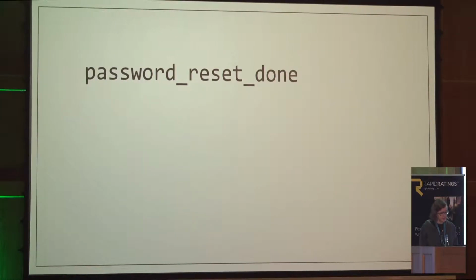The password reset done view happens after the user submits the password reset request. Here they will be given instructions on how they need to check their email and click the link and all that sort of stuff. The password reset confirm view will validate the token that the user sent in the email. And the password reset complete view is for when the user has successfully changed their password and just gives them a nice success message and leads them on somewhere else.